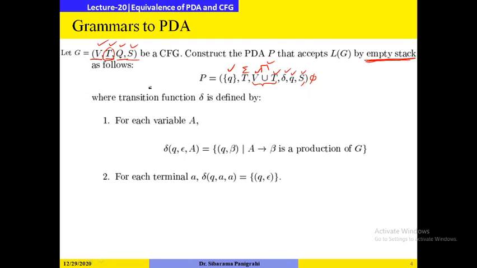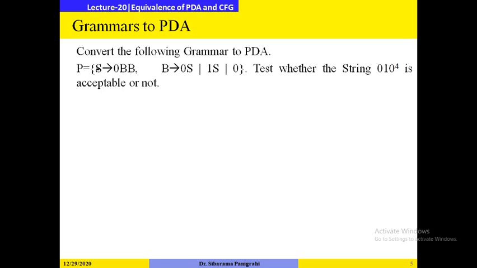Okay, so while converting a context-free grammar to a push-down automaton, we will follow two steps. I will explain these two steps with the help of one example. Let me go through this example. Here this is a given context-free grammar. How many productions are there? S gives 0BB is a production. B gives 0S is a production. B gives 1S is a production. And B gives 0 is a production.